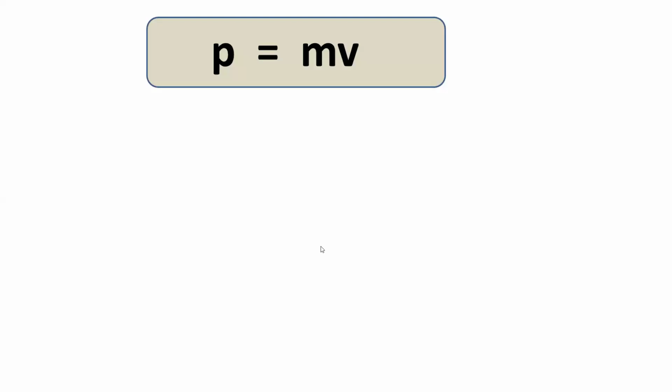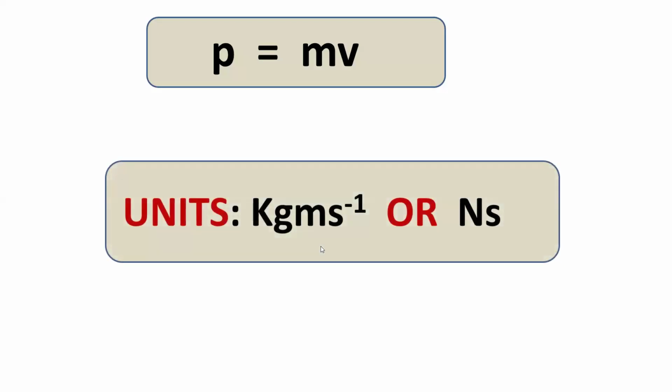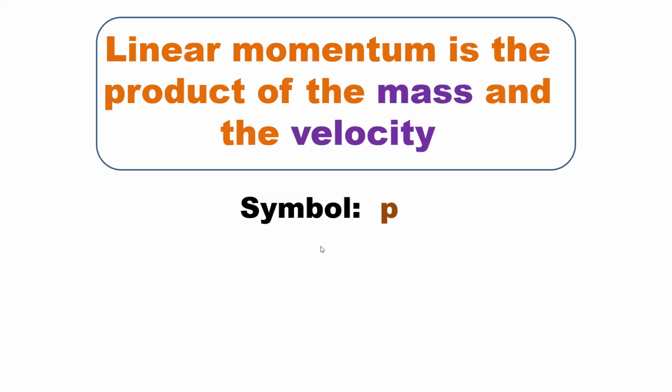Look at the definition and the formula. What is the formula for linear momentum? Momentum is equal to mass into velocity. What are the units? Kg m s to the minus 1, and the second unit is newton second. So can you recall the definition? Linear momentum is the product of mass and velocity, and the unit is kg meter per second or newton second.